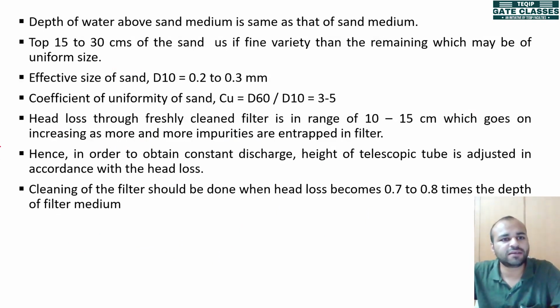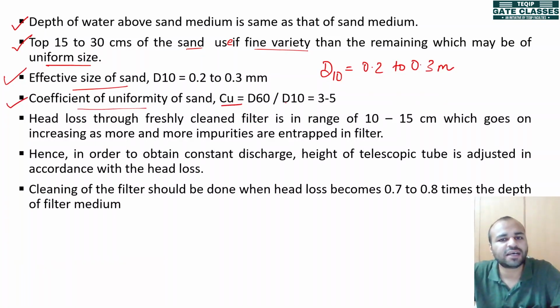So this will also be around 90 to 100 centimeters. Next point is that the top 15 to 30 centimeters of the sand used is of fine variety, then the remaining may be of uniform size. This is about the top layer. The effective size of sand, that is the D10 value which gives us effective size, is 0.2 to 0.3 mm. Then coefficient of uniformity of sand is given as 3 to 5.